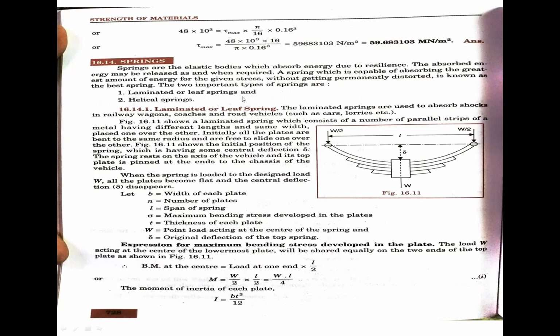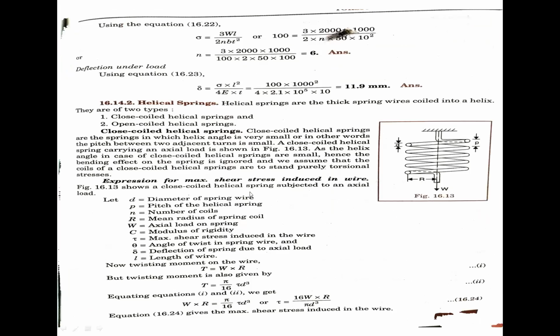Okay, now two types of springs: laminated or leaf spring and helical spring. Last class I explained the laminated leaf spring briefly, and the derivation part. Now I will explain helical springs. Helical springs also have two types: closed coiled helical springs and open coiled helical springs. These helical springs are very important, used in automobiles and engines also.